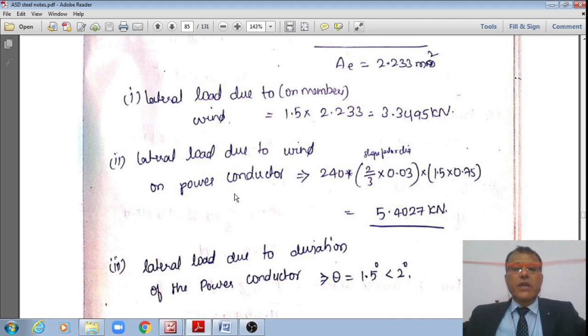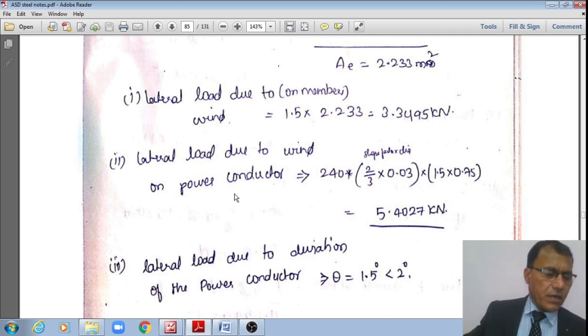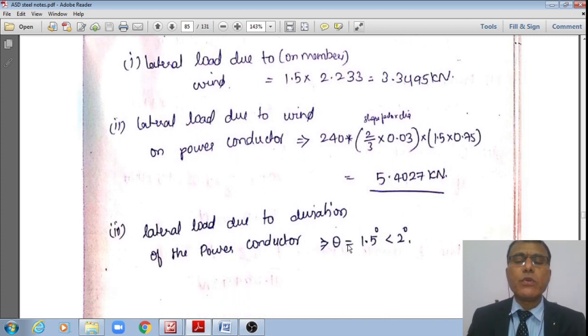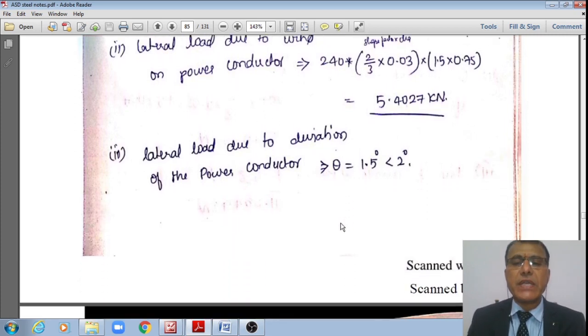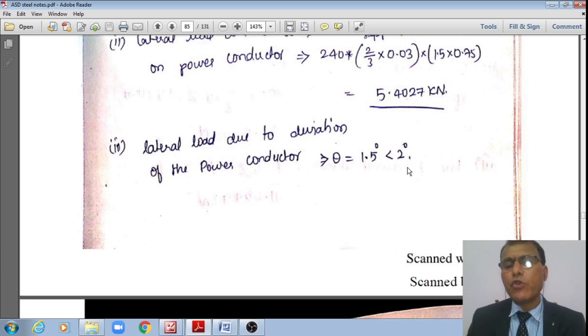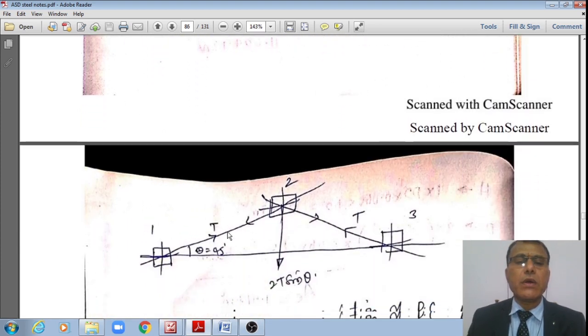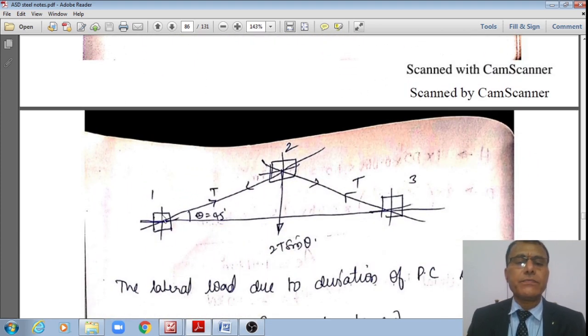Right? Like this, on this power conductor. And also the lateral load due to deviation of the power conductor is also there, because now it is deviating like this. Therefore, now I am assuming the angle of deviation theta is equal to 1.5 degree, or you can assume 2 degree also, nothing wrong. There is one tower here, the second tower, third tower here.